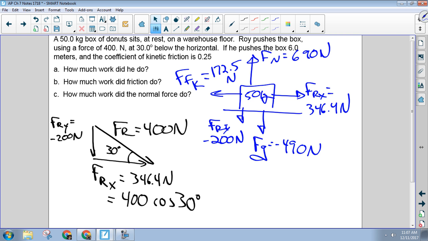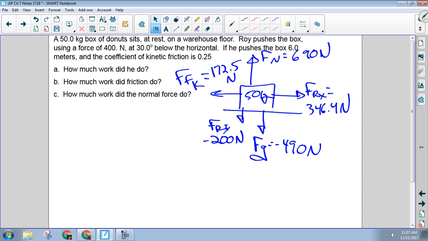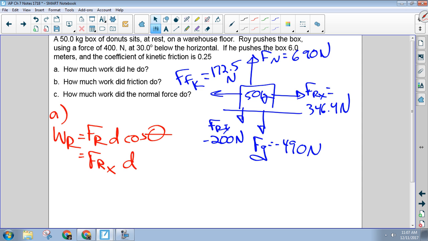Problems? Okay. So, can I erase this little triangle here? All right, so part A. How much work did Roy do? Well, the work by Roy is equal to the force of Roy times my displacement times the cosine of the angle. But look, F_R cosine theta is really F_Rx, right? Follow? That I just combined this and this to give me this.